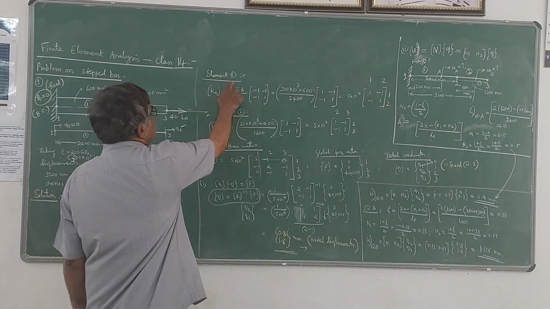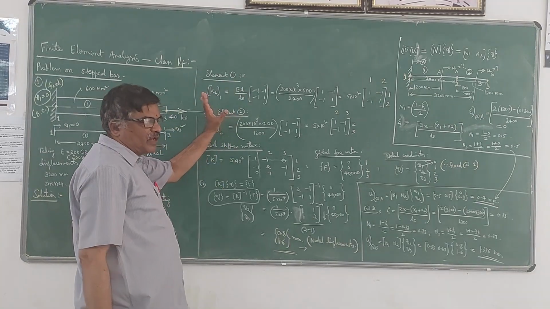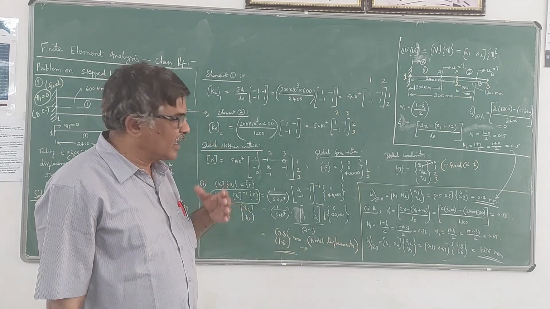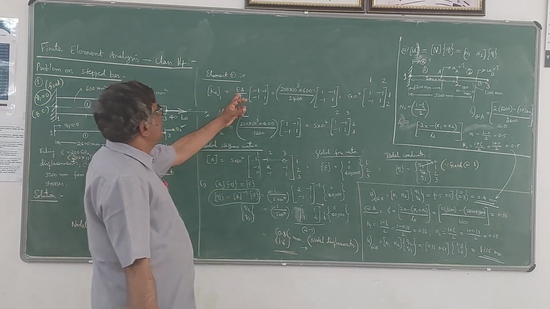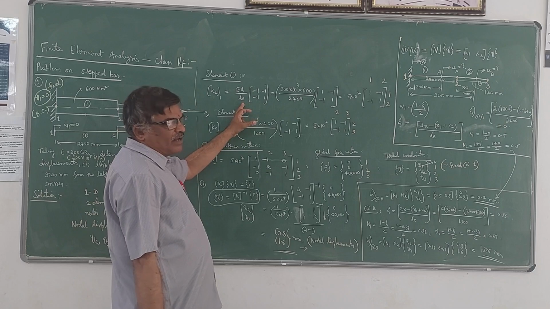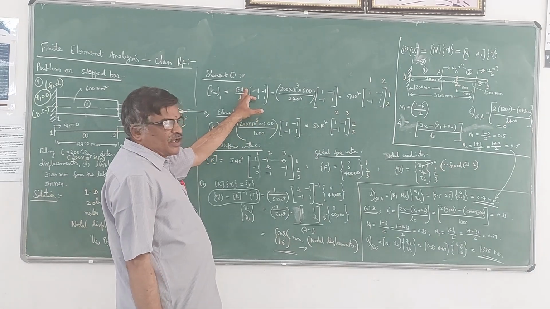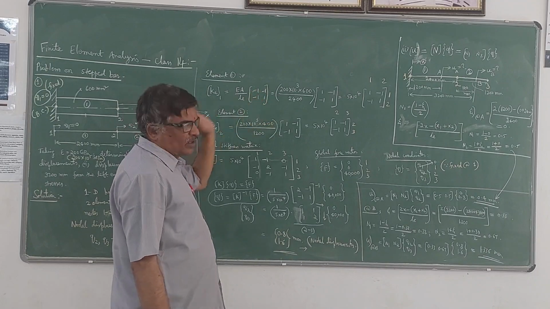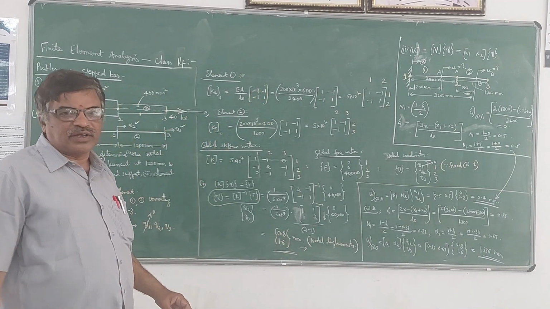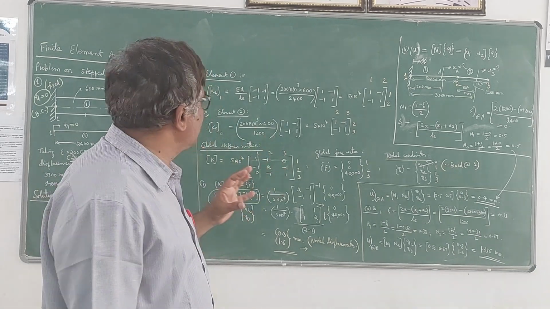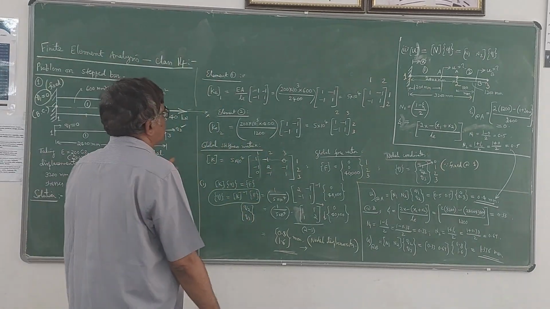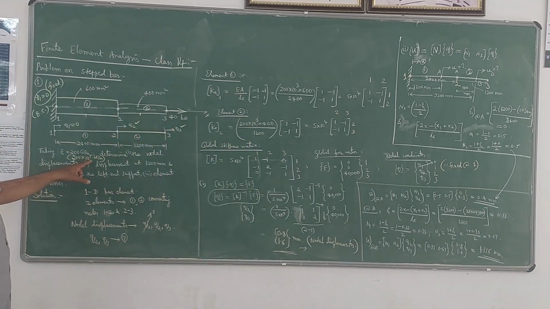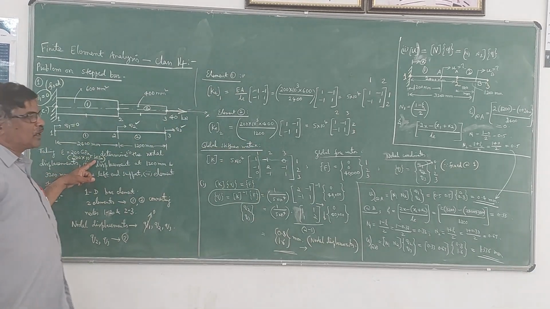First I will take element 1. For element 1, we have derived the stiffness matrix of a bar element in the earlier classes, which is given by E into A divided by L_e, where L_e is the length of the element, A is the cross-sectional area of the element, E is the Young's modulus, times the matrix [1 -1; -1 1]. That is the element stiffness matrix of a bar element. Now substitute the values for element 1. The E value you have to take as 200 into 10 power 5 MPa, that is Newton per mm square.